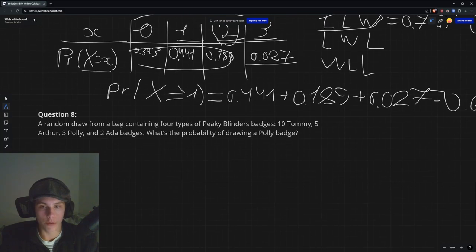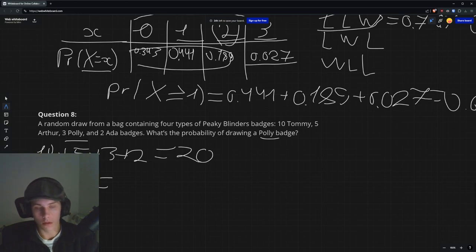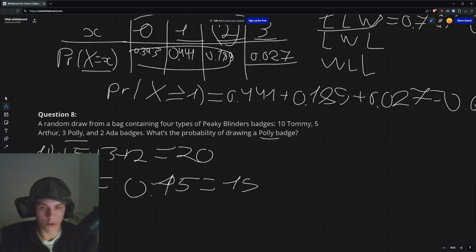So how many badges do I have in total? 10 Tommy, plus 5 Arthur, plus 3 Polly, plus 2 Ada. That means that is a total of 20 badges. Polly badge, we have 3 of them. So it means it's 3 out of 20, which equals 0.15, which equals a 15% chance.